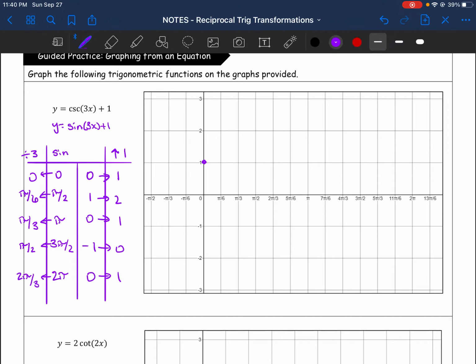So we have 0, 1. We have pi over 6, 2. We have pi over 3, 1. Pi over 2, 0. 2 pi over 3, 1. And we can see this pattern is going to continue. Okay, so let's just go ahead and fill out the rest with this pattern.